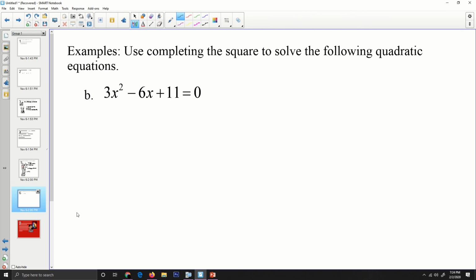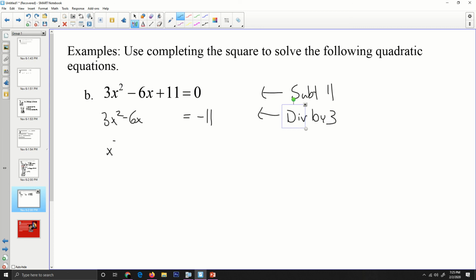Here, use completing the square to solve the quadratic. We'll do this again. And so here, I'm going to subtract 11. That'll give me 3x squared minus 6x equaling negative 11. And now here, because I have a coefficient that's something other than 1, it's 3, I have to divide by 3.